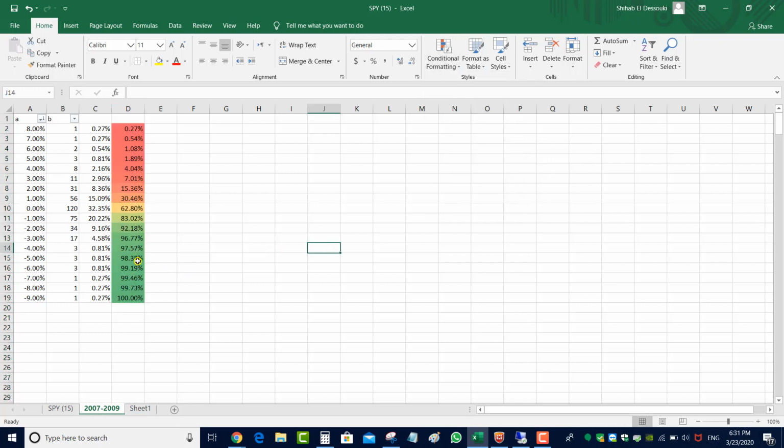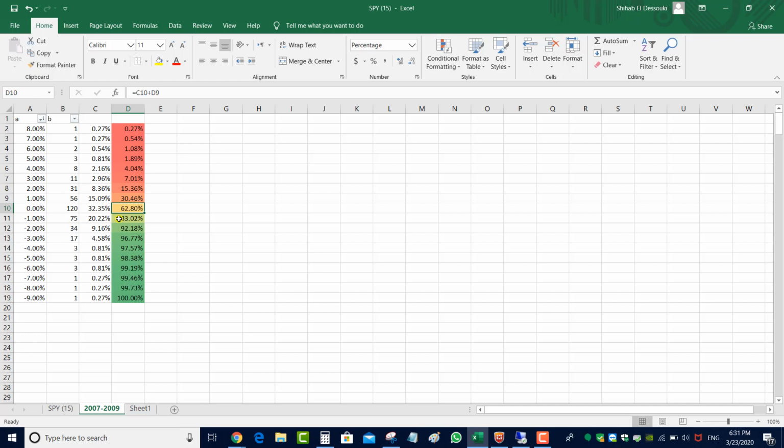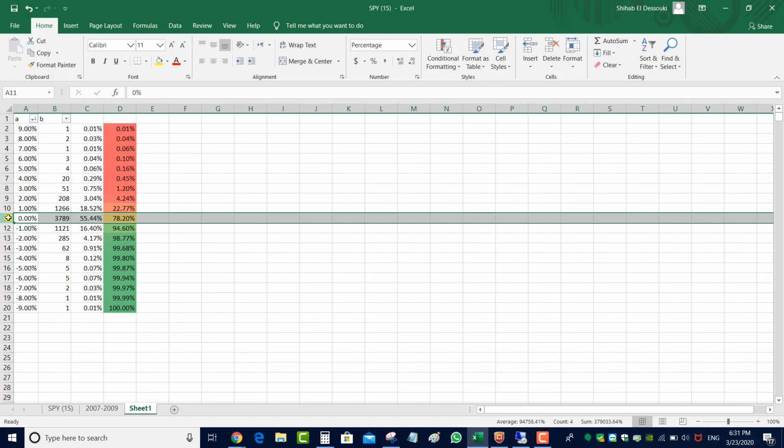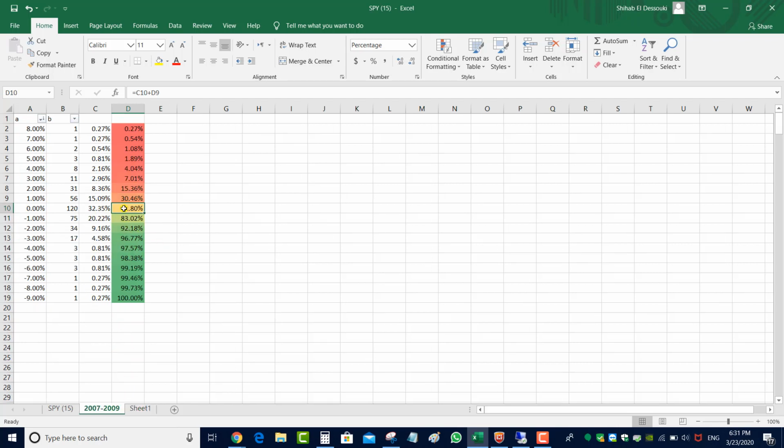All right. So during the 2008, 2009 crash, obviously the probability is different. So here, the SPY closed at the same price or higher of the open price 62% of the time during 2007 and 2009. But if we look at the full period of the SPY between 1993 and 2020, it's a higher percentage, 78% of the time. But still, 62% is pretty high. 62% of the time, even during the 2007-2009 crash, the SPY closed at the same price of the open price or higher. That's pretty good.